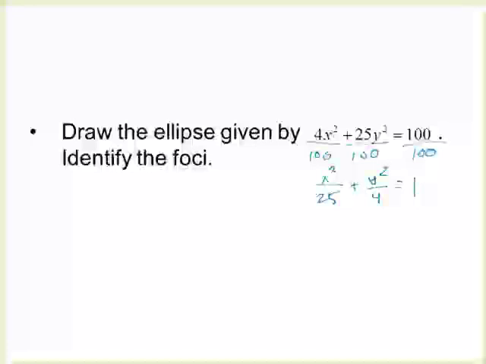To graph, it will be centered at the origin. Under the x is a 25, so along the x-axis, I'm going to go out 5. We just want to take the square root when we put it into the graph. And under the y is a 4, so along my y-axis, I'm going to go 2. And connect around.